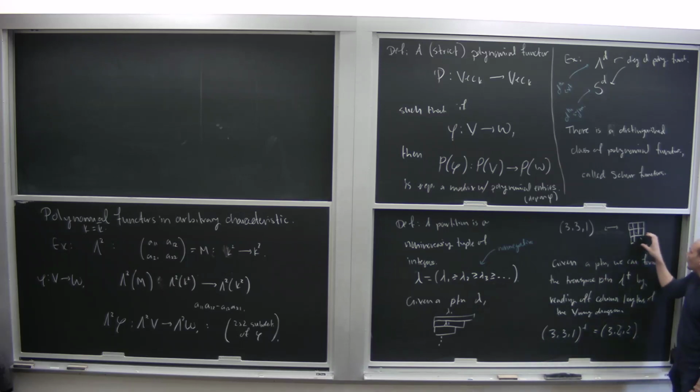And I already stated this before, but because this comes from reflecting across the main diagonal, if I do it twice, I get back the original thing. All right, so lambda transpose transpose is just lambda. Okay. All right, so let's define a Schur functor.